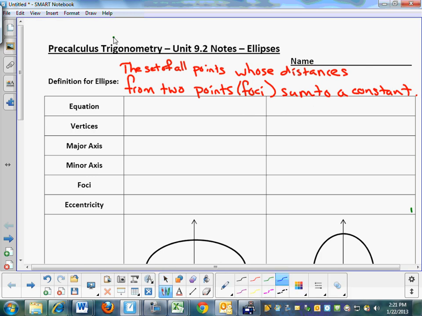Now, we're going to write a lot of stuff down. It's going to sound really confusing right away, but it's not. You're going to get this information on your test. You just have to know how to use it properly.